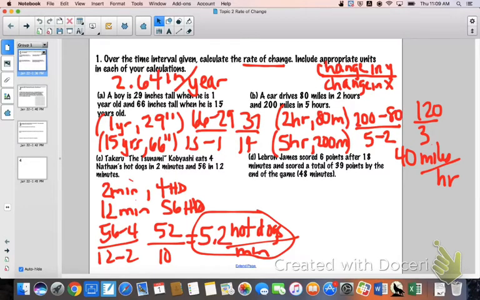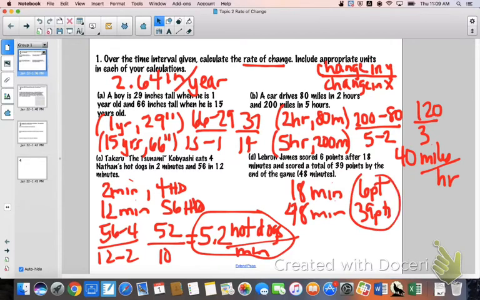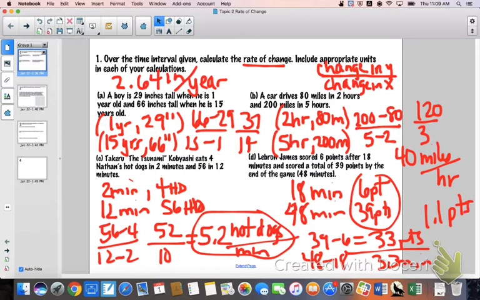All right, part D. LeBron James scored 6 points after 18 minutes and scored a total of 39 points by the end of the game, which is 48 minutes. So 18 minutes, 6 points, and 48 minutes, 39 points. So what's the change from 39 to 6 is 33, right? 39 minus 6 is 33 points. In a total of 48 minus 18 is 30 minutes. So 33 divided by 30 is about 1.1, so that would be 1.1 points per minute.